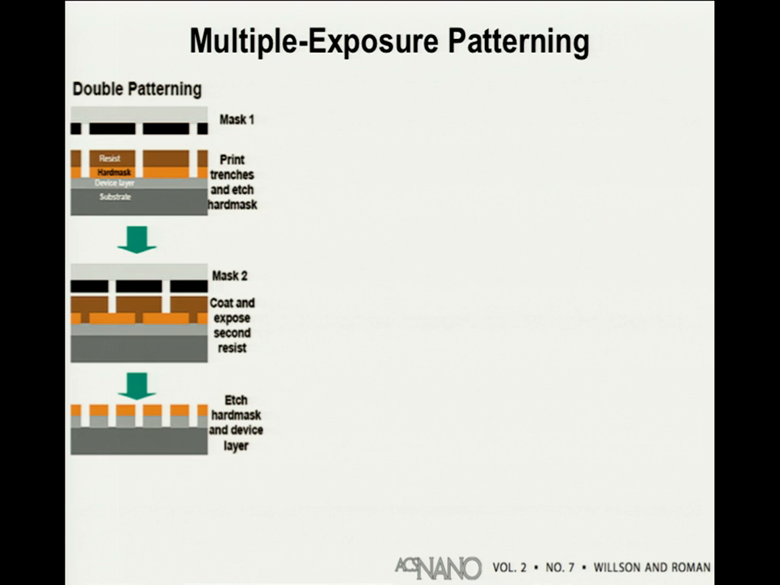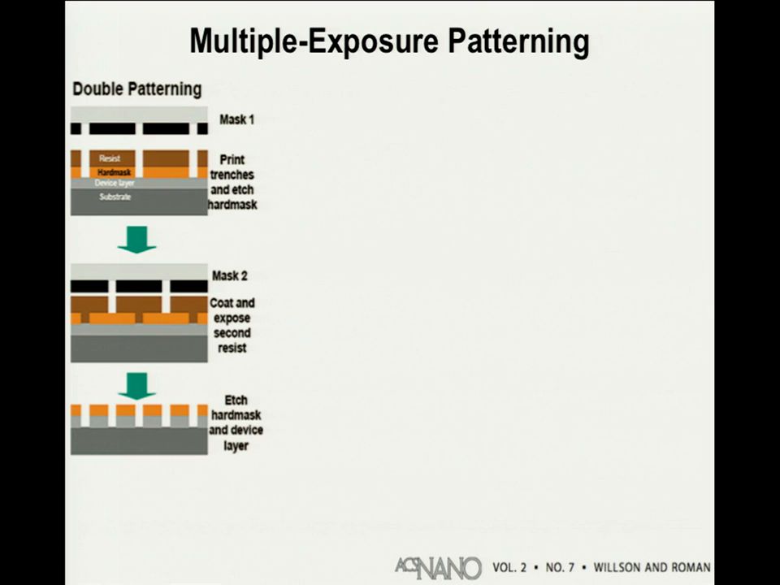We've increased the resolution, but we've doubled the number of masks that we need, and we've doubled the number of photoresist coating procedures that we needed. So if you have 50 layers in a device, you now need 100 steps to make the 50 layers. So that's not so good, right? We want to find a way to make that better.